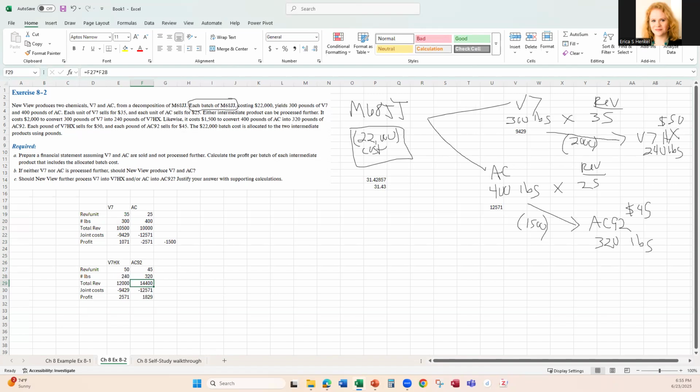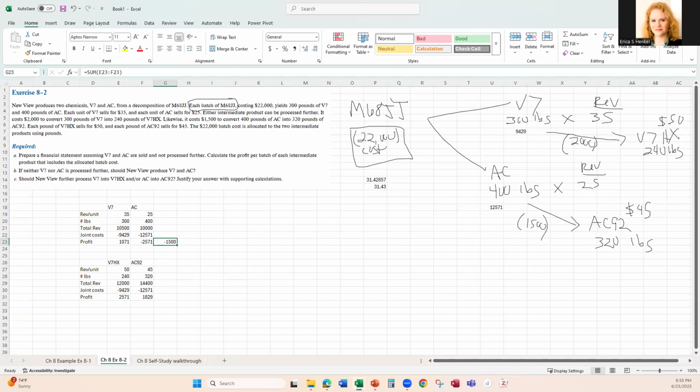So it says if neither V7 nor AC is processed further, should we produce them? I would say not, because we end up with overall a loss there. If we can only do those intermediate products and don't have the option of refining them further, then I would say we probably shouldn't do it.